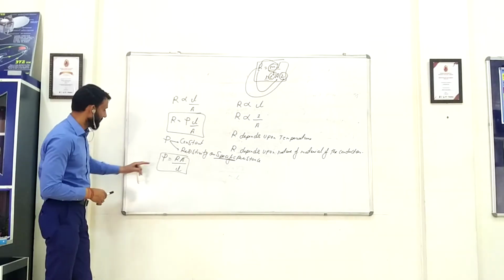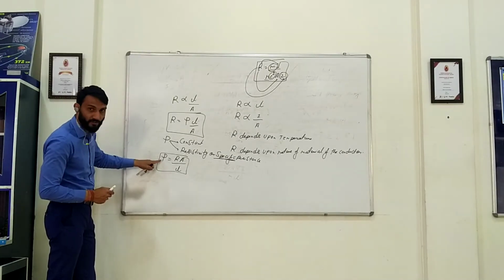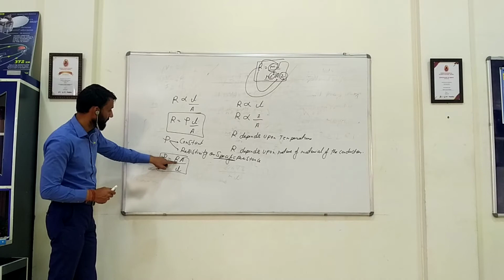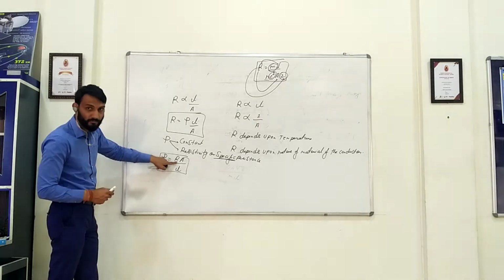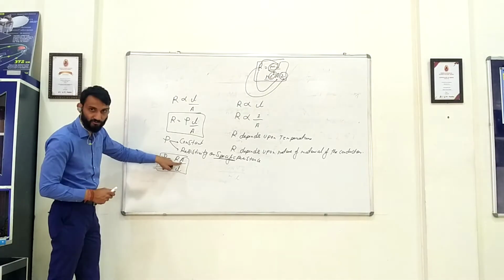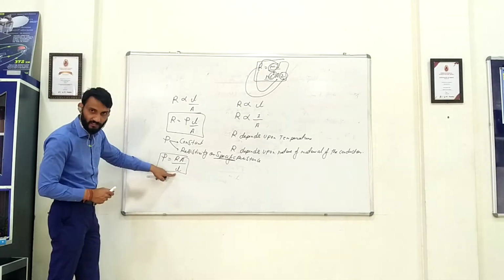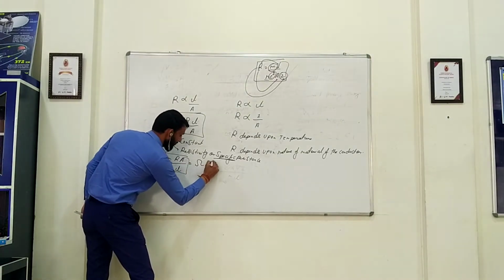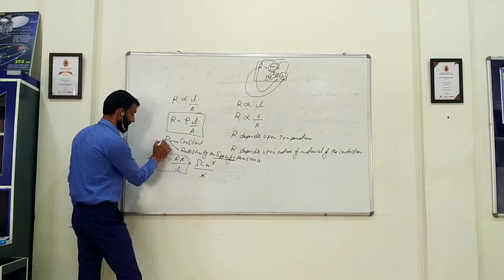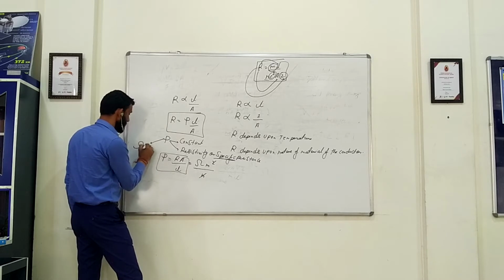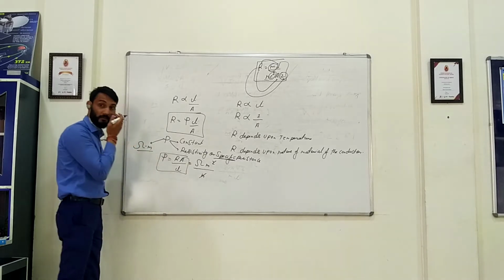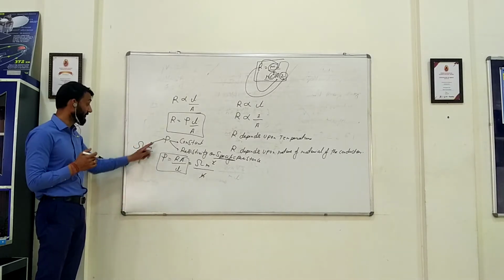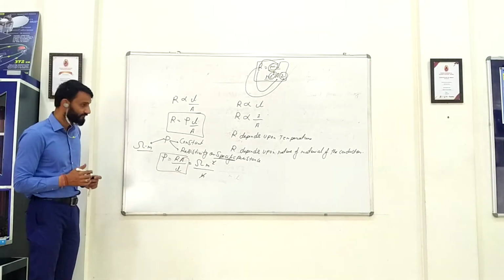Now pay attention here. If you look, what is the unit of R? Ohm. What is the unit of area? Meter square. What is the unit of length? Meter. This meter goes off. It is ohm meter square upon meter. This meter goes off. What is the SI unit of this? So it is ohm meter. Ohm meter is the SI unit of resistivity, right?